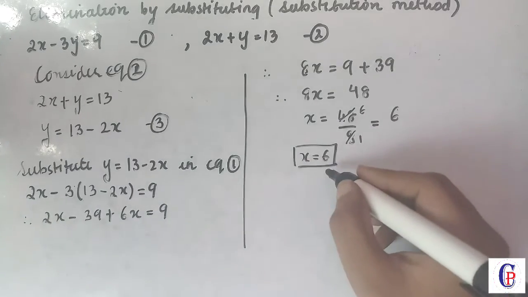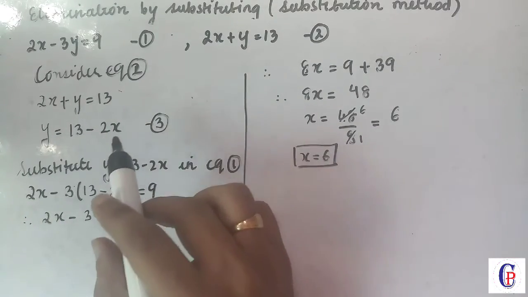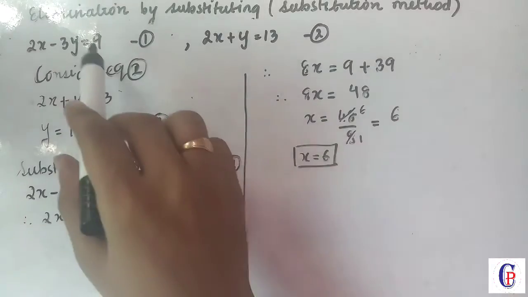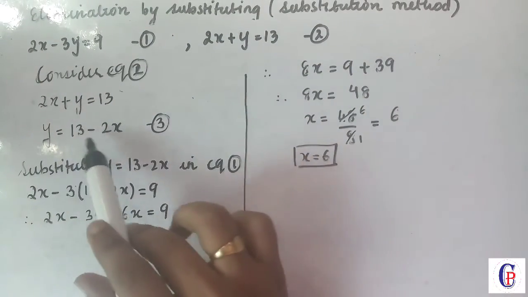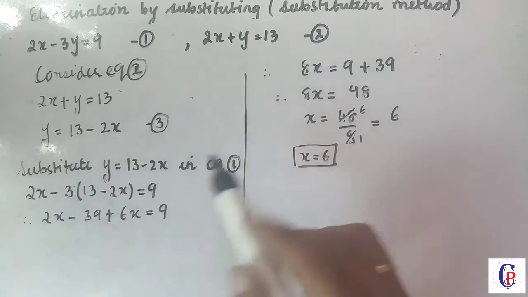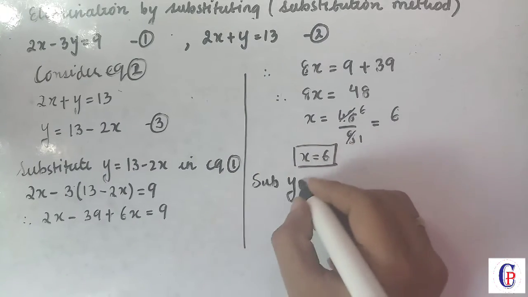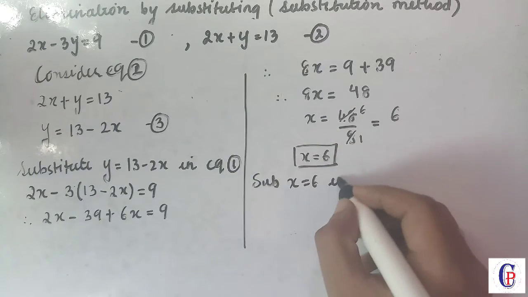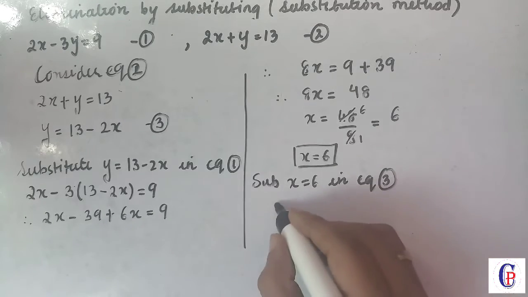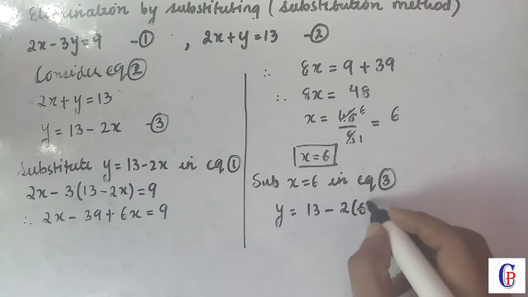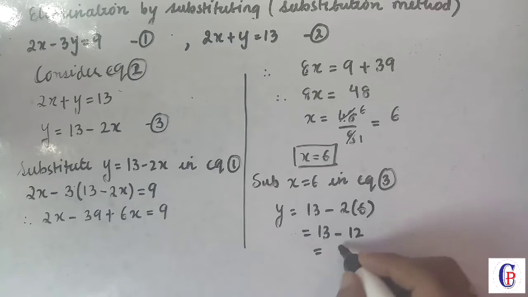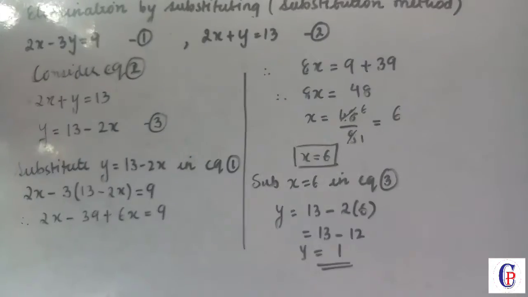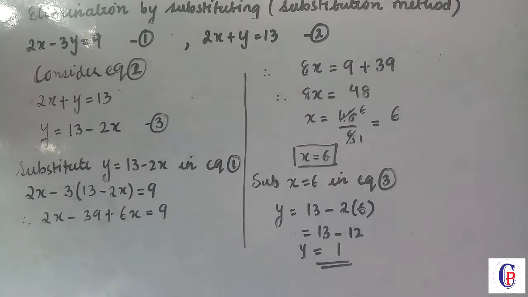Now substitute this value of 6 in this third equation. You can substitute this x equal to 6 in first and second also, but if you substitute in 3, you will directly get the value of y. So substitute x equal to 6 in equation 3. So y is equal to 13 minus 2 into 6. So 13 minus 12, which is 1. So we get x is equal to 6 and y is equal to 1 as the solution set for this equation. Okay. So till now we have discussed the two methods of solving linear equation.